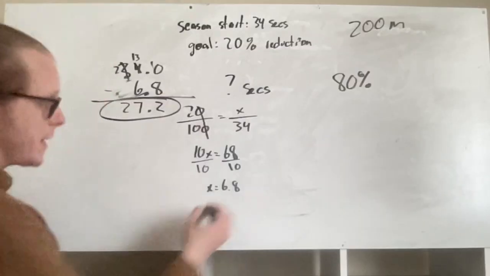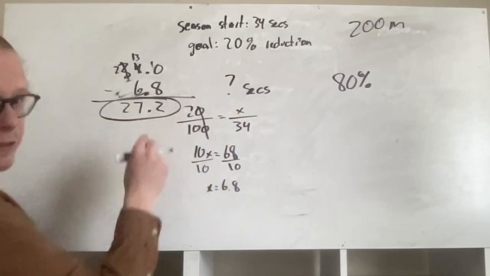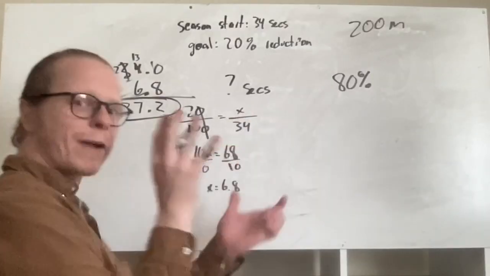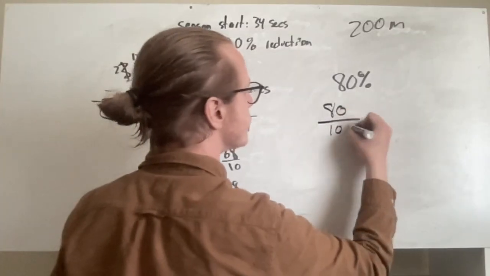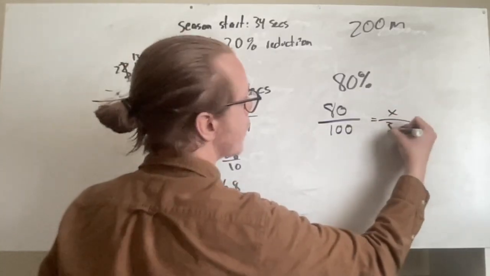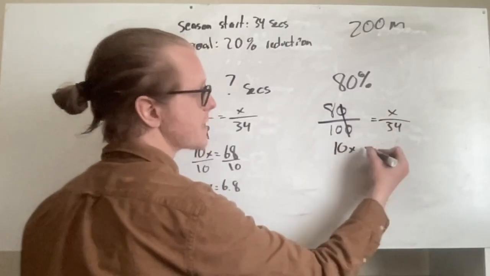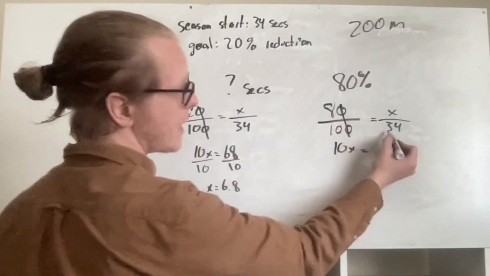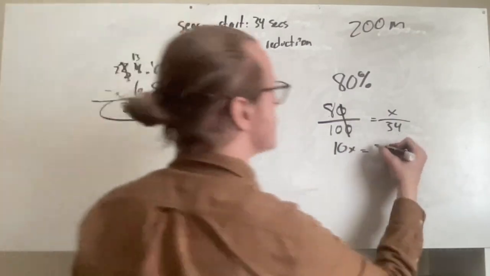Notice that in this approach, we didn't initially solve for the target goal. We solved for the reduction. If we use 80% instead, then when we solve our proportion, we'll get right to our final answer. So let's take a look at that before we wrap up. So 80% or 80 out of 100 is x out of 34. Simplify to make our life easier. 10 times x is 10x equals 8 times 34. Well, we can do that in our head, right? 8 times 3 is 24. 8 times 30, 240. Plus 32, 272.